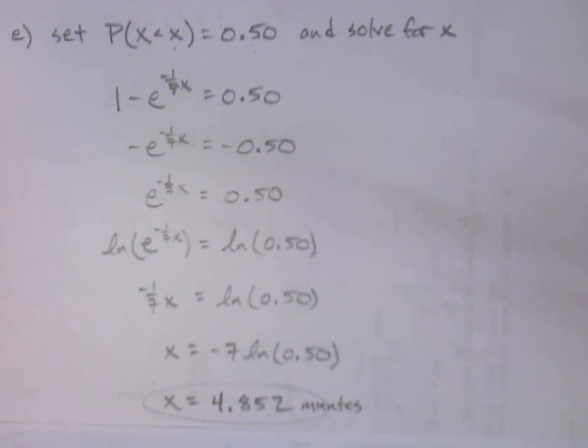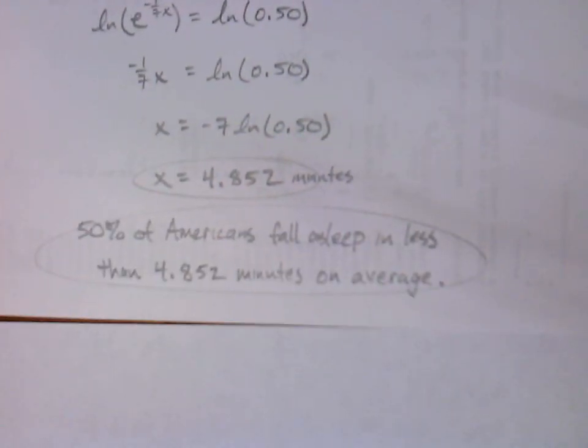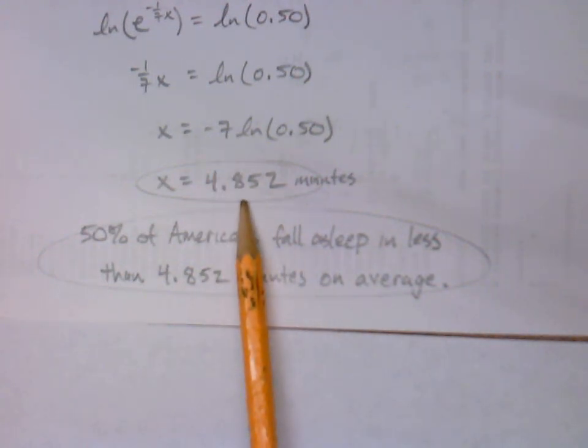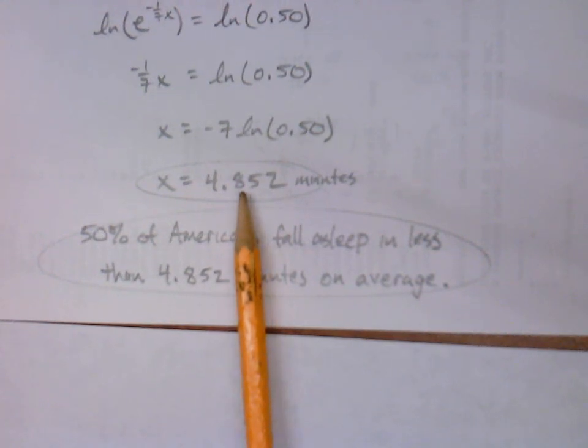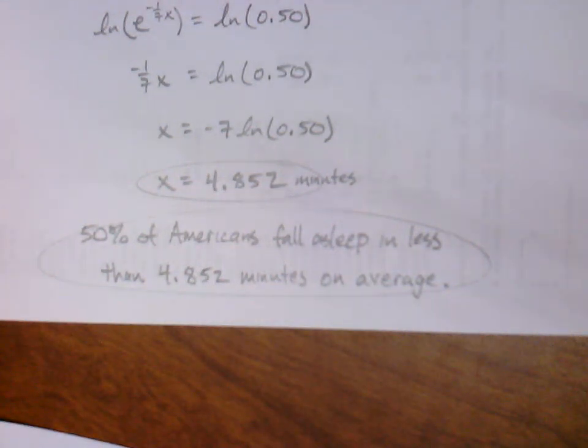As far as this question goes, you might stop right there. If I can make it a bit more clear, I wrote out in words what that means. 50%, since we're dealing with a percentile, the 50th percentile is always a less than. 50% of Americans fall asleep in less than 4.852 minutes on average. So our 50th percentile, 50% of the population is this number or less. So there you go. There's really the meaning of what we're finding in part E.